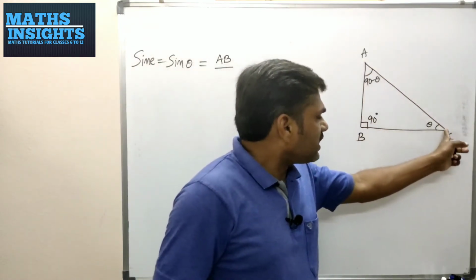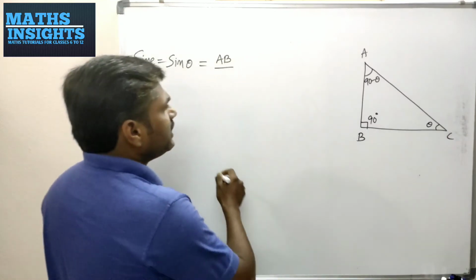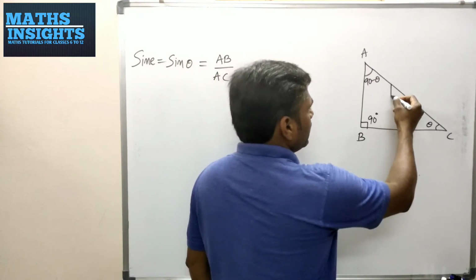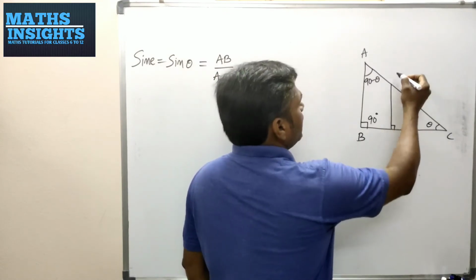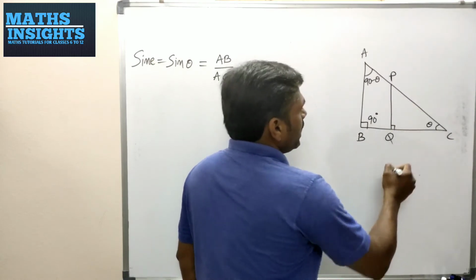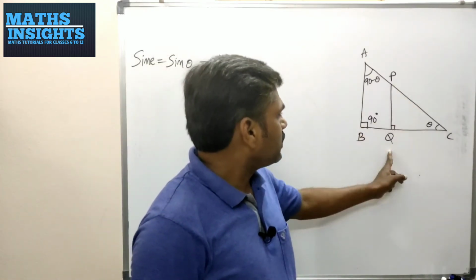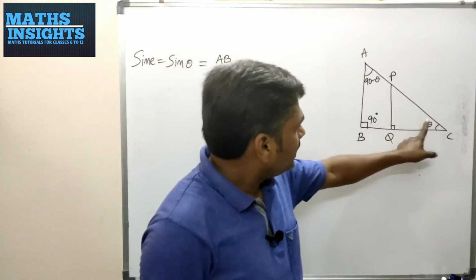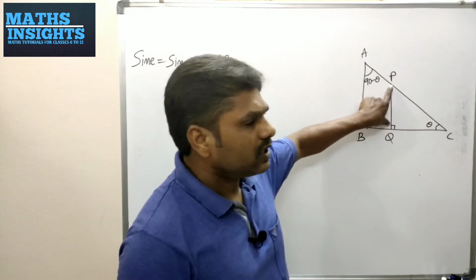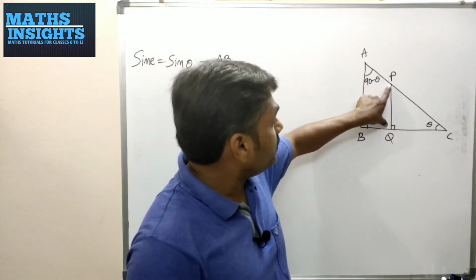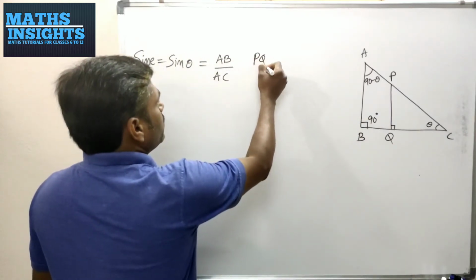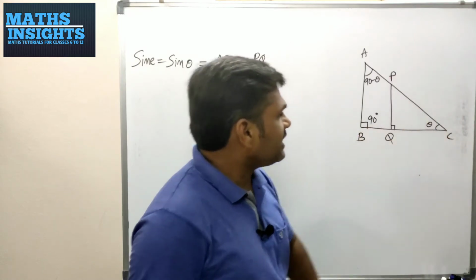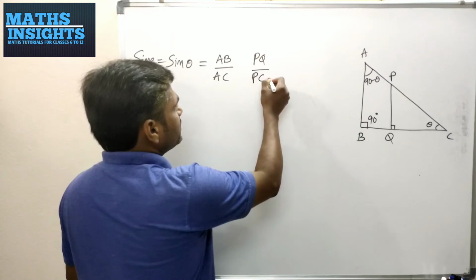This is the side AC, which is called the hypotenuse. Similarly, I am drawing a perpendicular to this triangle, let it be PQ. I have another triangle here, PQC. In this also, I will take the ratio of the side opposite to theta. In this case, the side opposite to theta becomes PQ by hypotenuse. In this PQC, PC is the hypotenuse, therefore I am writing PC.